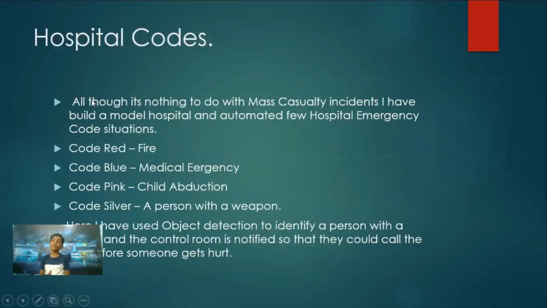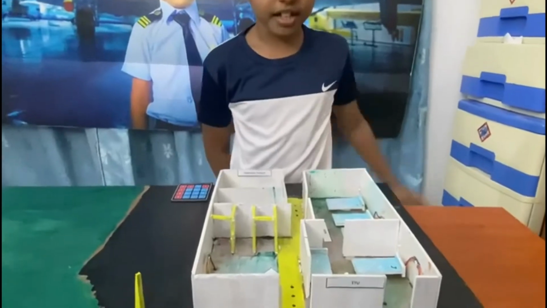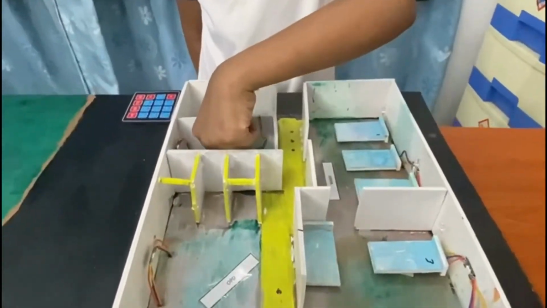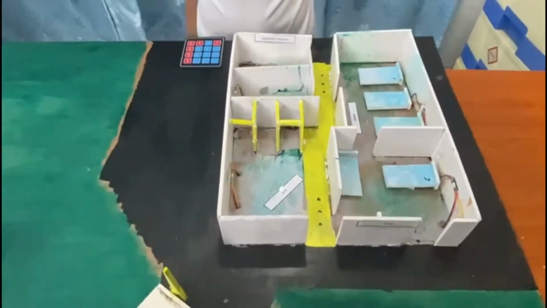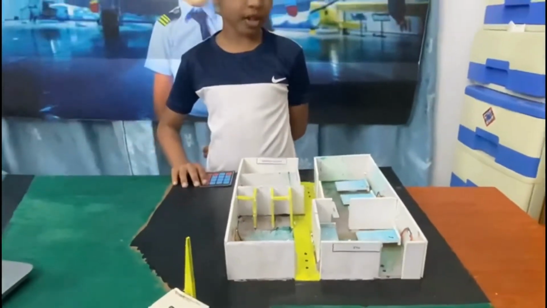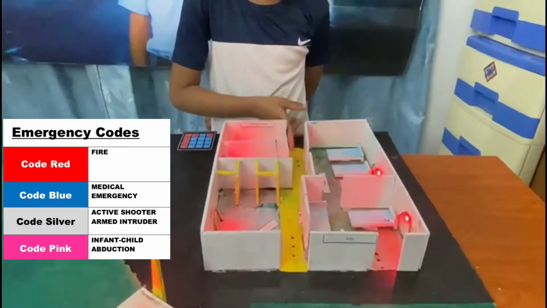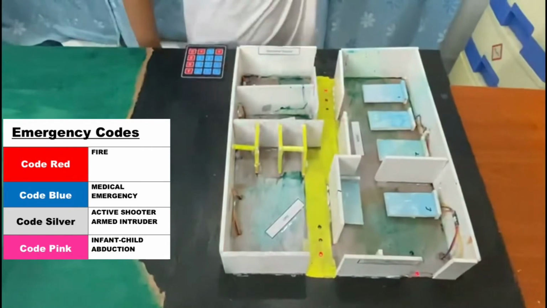Let me tell you about my hospital code system. This is my emergency hospital code system. This is the ETU, this is the OPD, this is the ward, and this is the nursing station, and this is the operation theatre. Let me show you how it works. I'm activating code red. Code red is for fire. In code red, they show you to the nearest exits and blink the whole hospital.